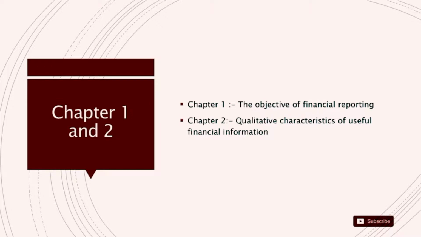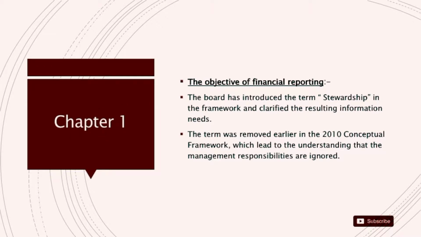First, Chapter 1. Chapter 1 deals with the objective of financial reporting, and Chapter 2 deals with the qualitative characteristics of useful financial information. So we will go through each of the items in detail regarding the changes that are introduced by the IASB. Let's begin our journey. The first, Chapter 1.